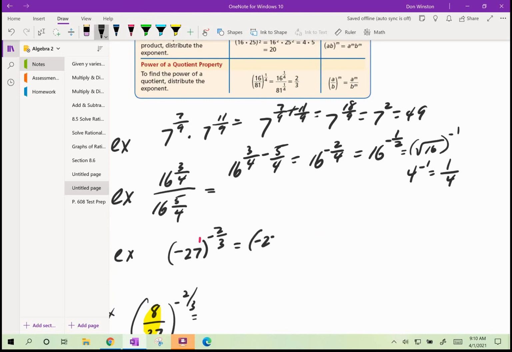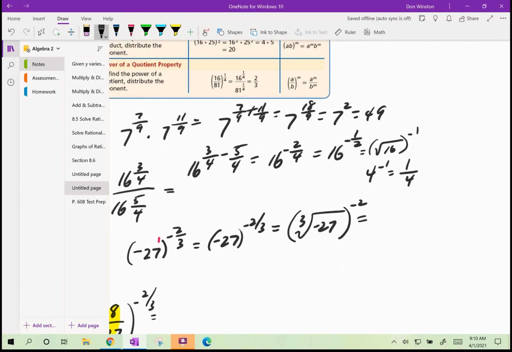I'll just have negative 27 raised to the negative 2/3. Okay, but this here, as we learned yesterday, that will be the cube root of negative 27, and then we'll raise that to the negative 2. And so the cube root of negative 27 will be negative 3. We'll raise that to the negative 2. You take the reciprocal of negative 3 over 1, which will be 1 over negative 3. And then we'll raise it to the positive power, and that will give us 1 over 9.